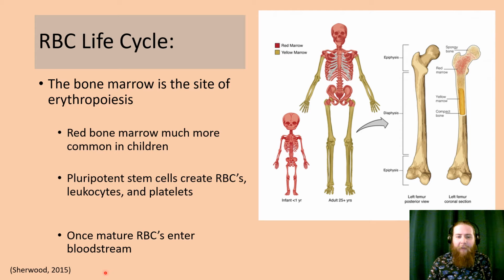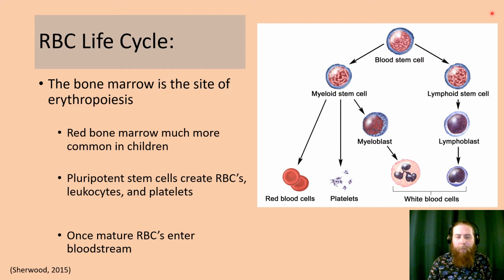Now, these red blood cells are created through the use of pluripotent stem cells. So these stem cells go and they make new red blood cells, but they also, through some additional processes, can turn into white blood cells. They can turn into lymphoblasts, which then go to white blood cells. They turn into the platelet part of blood, and they make the red blood cells, the part that carries oxygen.